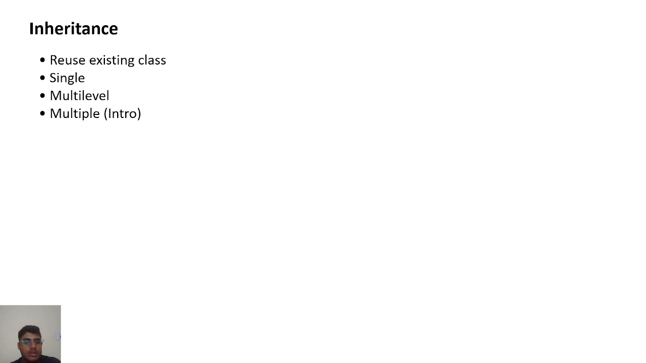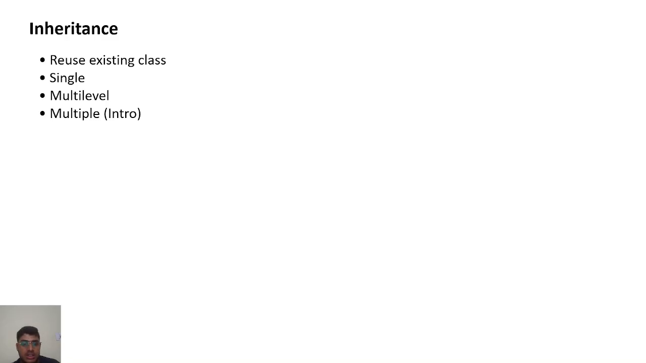Inheritance in Python. Now, let's learn about another important concept of object-oriented programming called inheritance. Inheritance allows a class to use the properties and methods of another class. This means we can reuse existing code instead of writing the same code again and again. Inheritance makes programs shorter, cleaner, and easier to maintain.